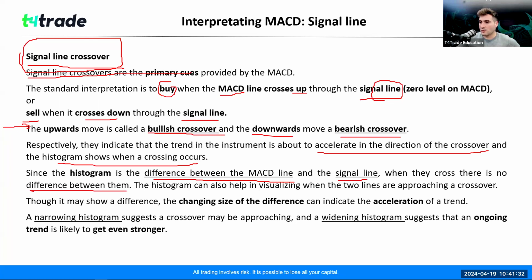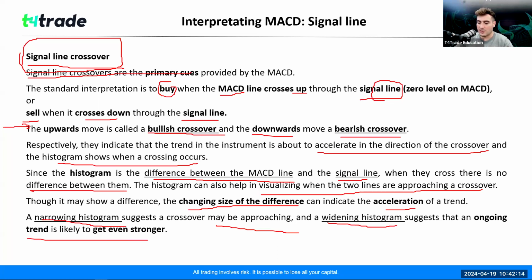So the histogram can also help visualize when the two lines are approaching a crossover. Though it may not show a difference, the changing size of the difference can indicate acceleration of the trend. The more the two lines grow apart, the faster and sharper the price action is making headway. So the larger the difference between the MACD and the signal line, the further they are apart, the stronger the momentum, either upwards or downwards, depending where the market is moving. A narrowing histogram suggests that a crossover may be approaching, and a widening histogram suggests that the ongoing trend is likely to get even stronger.